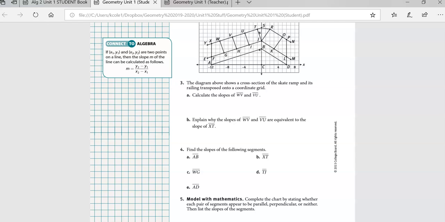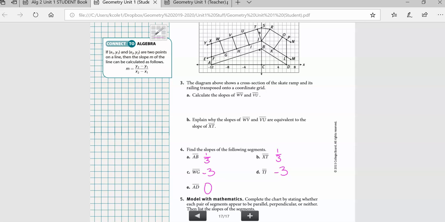The first one is positive 1/3. The second one, B, is 1/3. The third one is -3 or -3/1. TJ is -3 and AD is 0. Remember, anything that is a flat line is going to be 0. Anything that is a vertical line is going to be undefined.